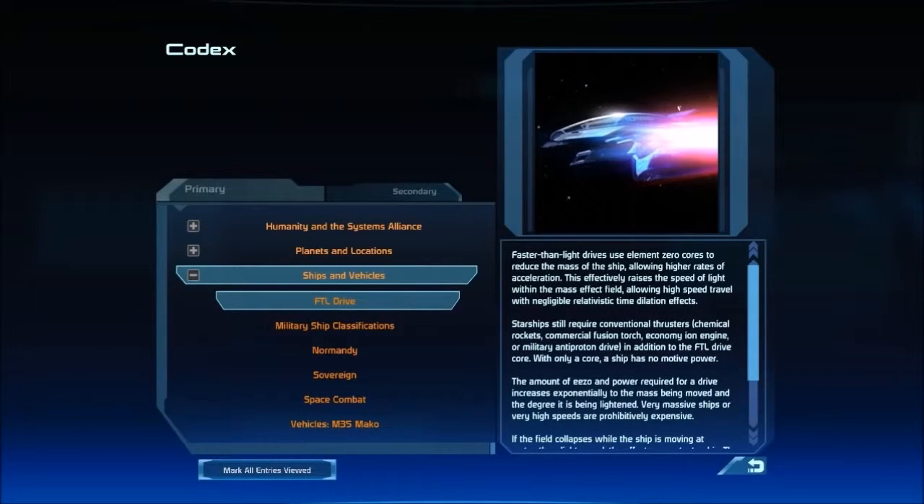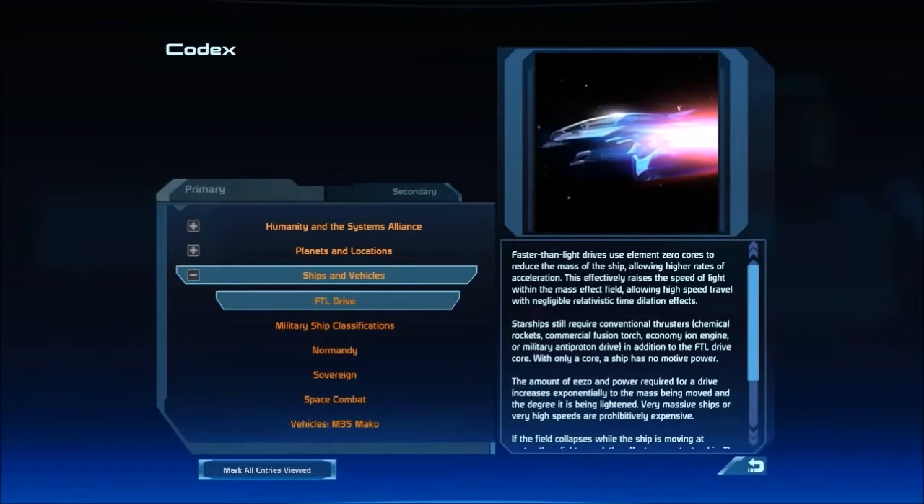Faster-than-light drives use Element Zero cores to reduce the mass of the ship, allowing higher rates of acceleration. This effectively raises the speed of light within the mass effect field, allowing high-speed travel with negligible relativistic time dilation effects. Starships still require conventional thrusters, chemical rockets, commercial fusion torch, economy ion engine, or military anti-proton drive, in addition to the FTL drive core. With only a core, a ship has no motive power.